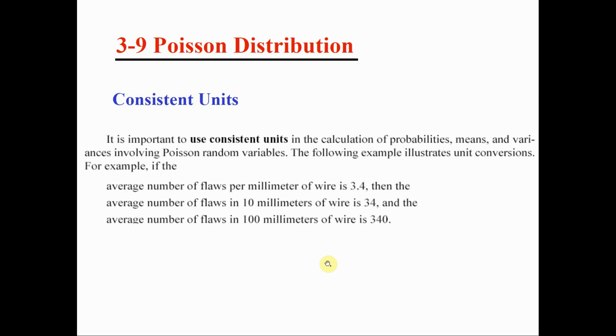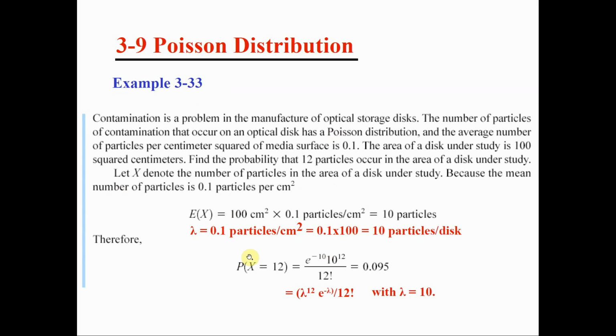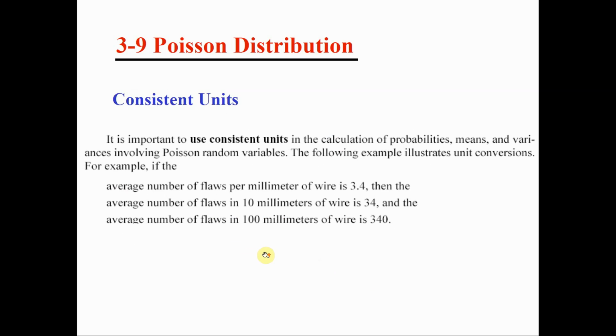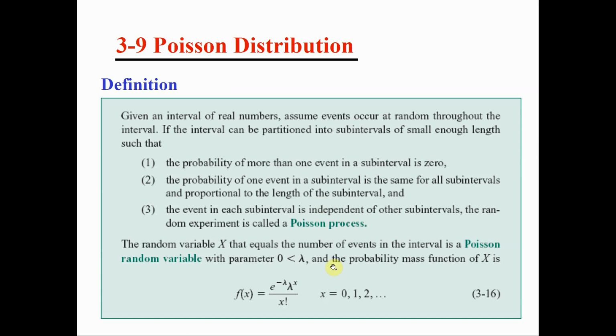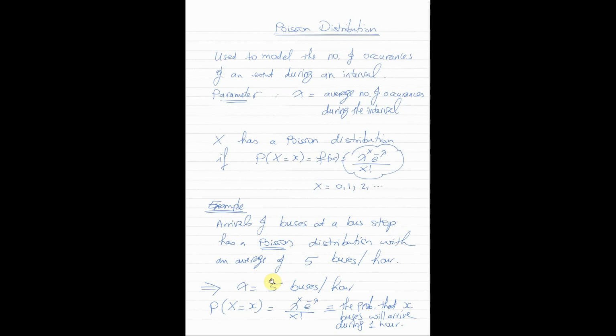Now, a quick comment before we look at an example that really clarifies this all. That lambda sometimes needs to be scaled. So if we say arrivals of buses at a bus stop has a Poisson distribution with an average of 5 buses per hour, what if my question is about 2 hours? What is the probability that a number of buses arrive in 2 hours? Which lambda should we use? Is it the same as 5 buses per hour, or should we scale it to 2 hours? We should scale it to 2 hours.